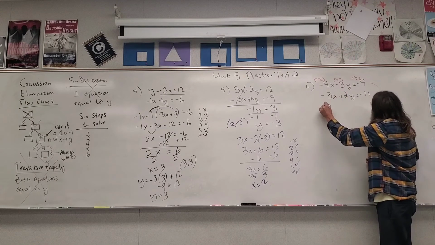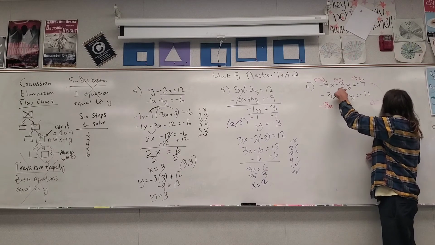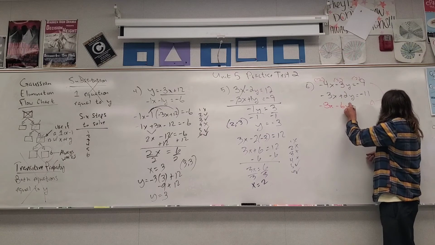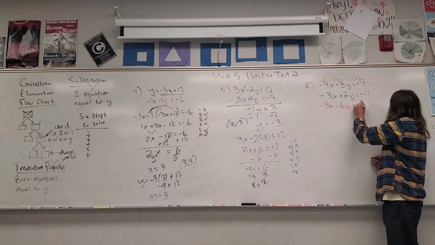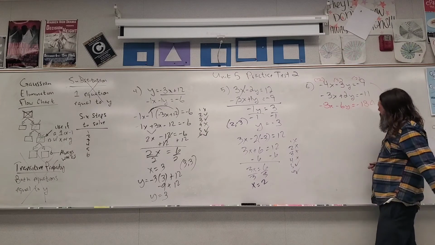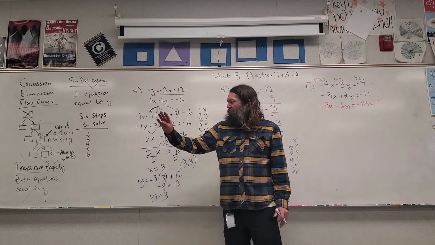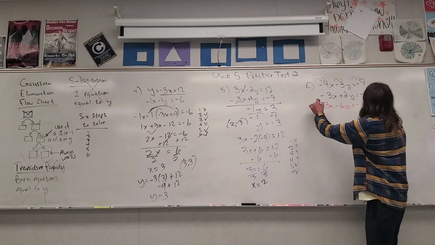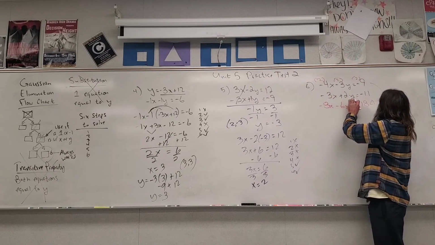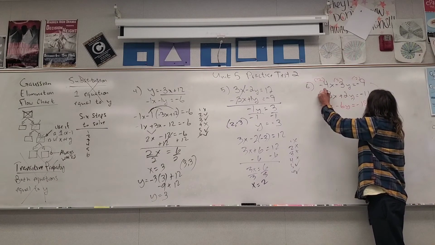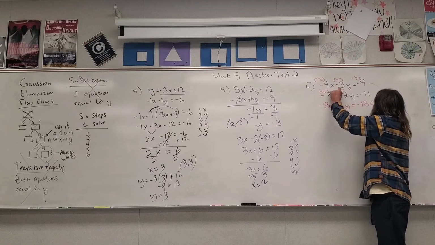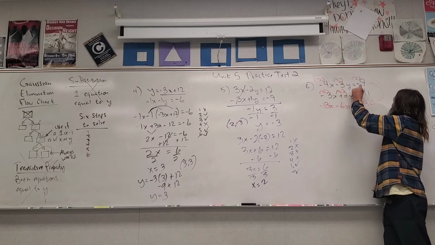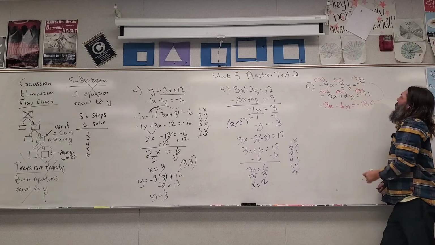2 times -4, that's -8x. 2 times -3, that's -6y. And 2 times -9, that's -18. Remember, this method always works. If you're confused, you can do this method. I'm going to multiply everyone here by 3. That comes from the top equation. Now, I'm not changing signs because I already have different signs, so I don't need to worry about that.